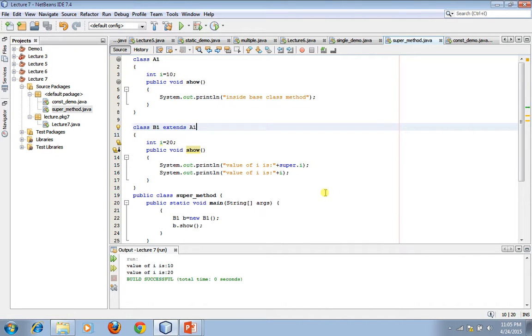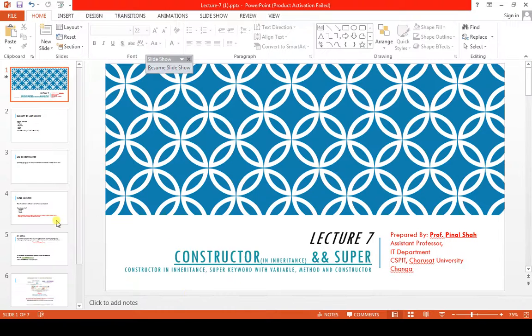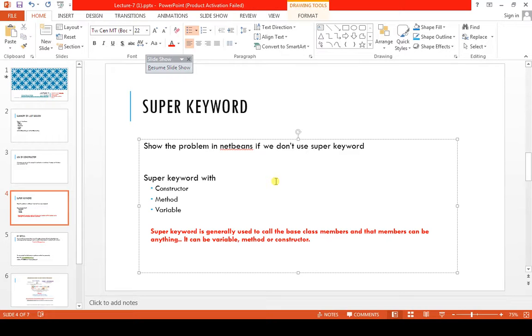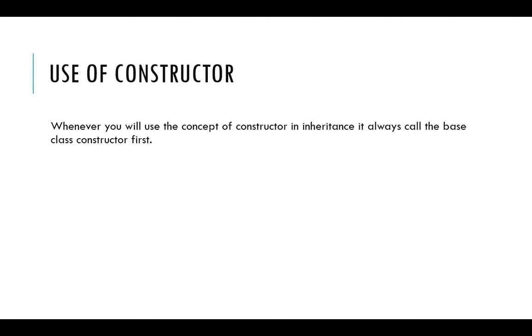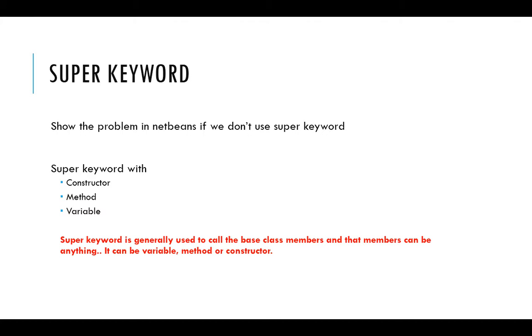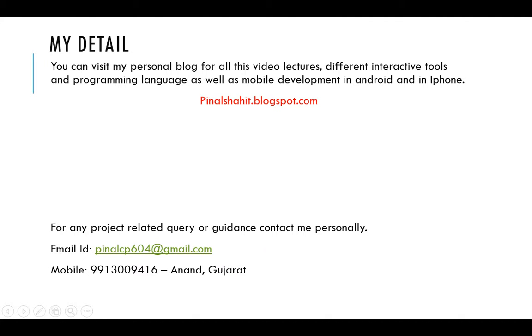Clear? So these are the three uses of the super keyword. How you can use the super keyword with a constructor, how you can use the super keyword with a method, and how it is possible to use the super keyword with a variable. And this is the most important keyword in inheritance. Clear? So the super keyword is generally used to call the base class member, and that member can be anything. It can be a variable, it can be a method, or it can be a constructor. So this is all about this lecture.